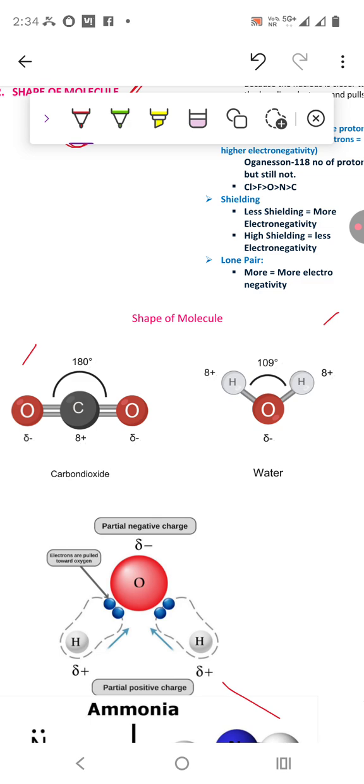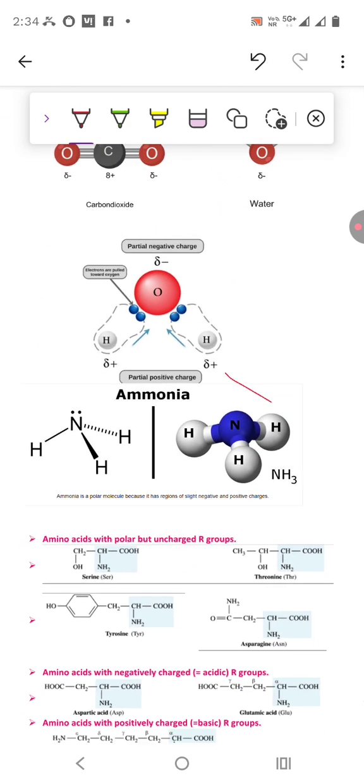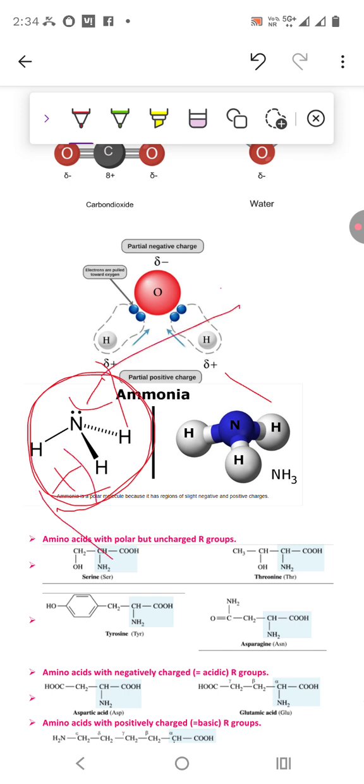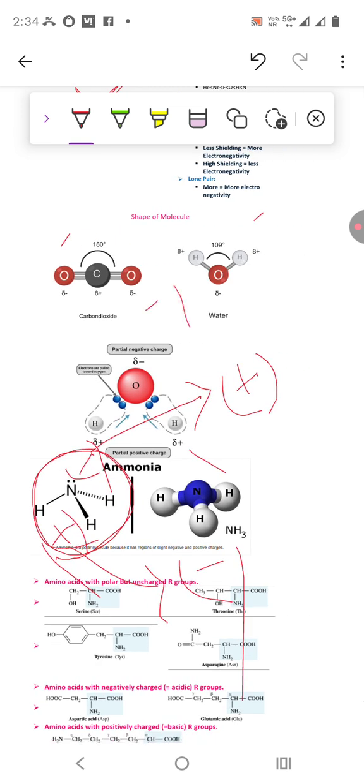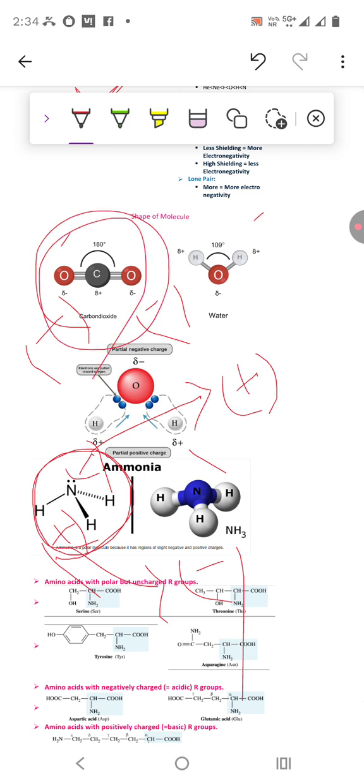Look at another example, ammonia. Ammonia, look at this, almost triangular in shape. Nitrogen has a lone pair. Here it will be slightly negative, slightly positive. This slightly negative part will attach to the slightly positive part of water, and this positive part will attach to the slightly negative part of water. So this is soluble in water, this is polar in nature. Ammonia is polar in nature. But here both ends are negative. That's why it is non-polar in nature. Clear?